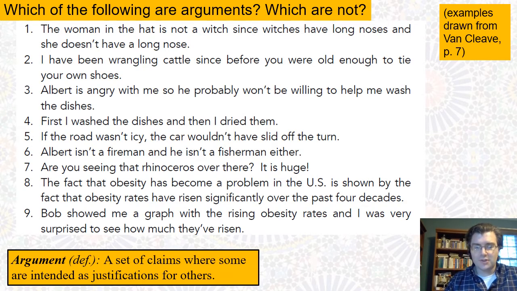Okay. Well, we already have our definition of argument, right? An argument is a set of claims where some are intended as justification for others. So what I'd like you to do is, just applying that definition, look over this set of examples and tell for each of these examples, 1, 2, and so on, whether that passage contains an argument or not. Go ahead and in a moment pause the video and try to say which of these passages, 1 through 9, contain an argument and which ones do not. And then when you start the video again, I will give you the right answers.